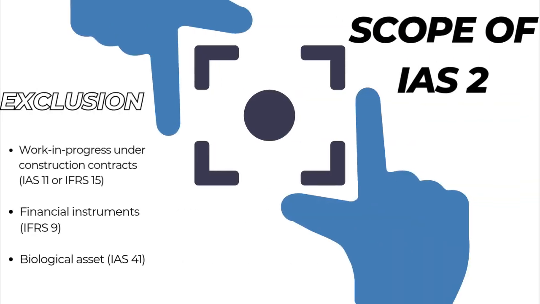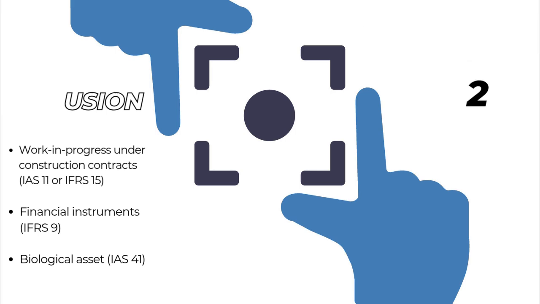IAS 2 applies to all inventories except work in progress under construction contracts, IAS 11 or IFRS 15, financial instruments under IFRS 9, and biological assets under IAS 41. It primarily covers goods held for sale, in production, or in the form of materials to be consumed.